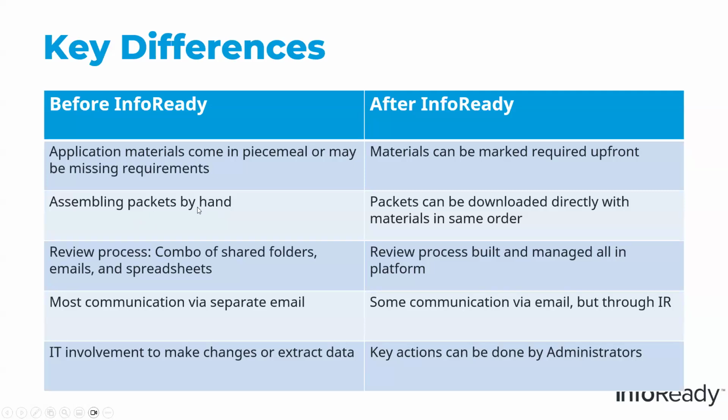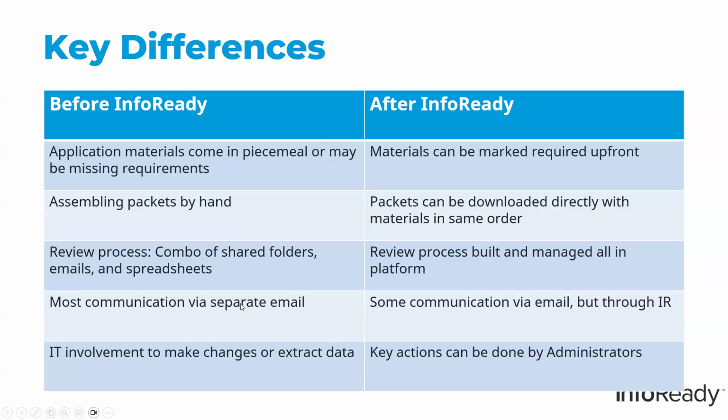So a lot of times before InfoReady, you're assembling packets by hand. We're going to have all of those download directly for you, and everything's going to be in the same order. So that's something that's really helpful. Getting more into the review process, a lot of times you might be doing things with shared folders or emails or spreadsheets. This is the part that InfoReady can really help streamline for you. We'll talk a decent amount about this today. It's usually the key difference that folks transition over.